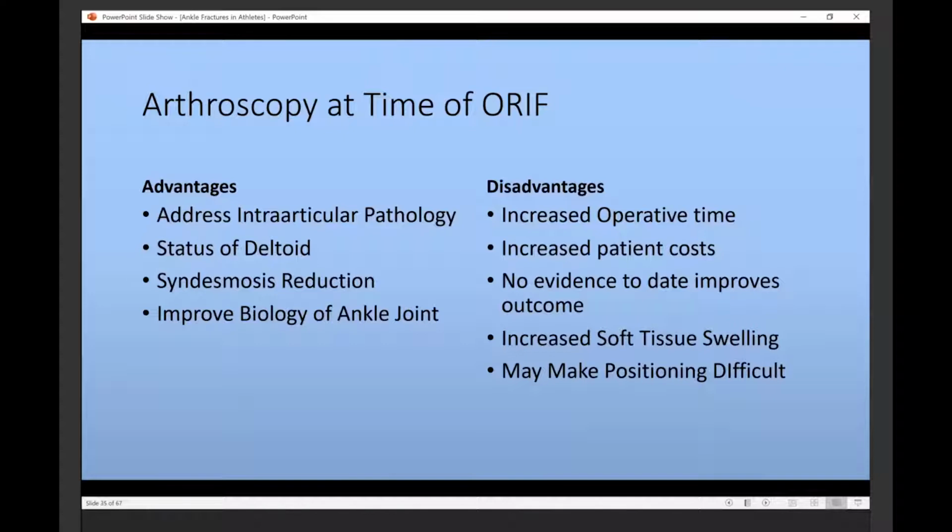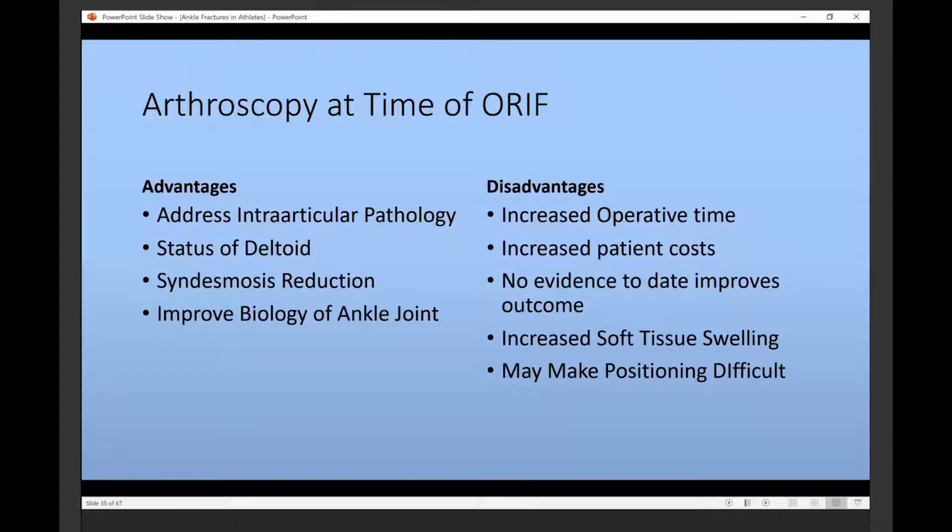And Sam Adams showed that the biology of the ankle joint's not very good. So if you wash out with a scope or you just wash it out when you're doing the fracture, that improves the biology. Now, Jim Nunley will tell you that if you have a bimalleolar fracture, they could see, I think, 85% of the dome of the talus, so you didn't need to scope it. So there's the argument there.